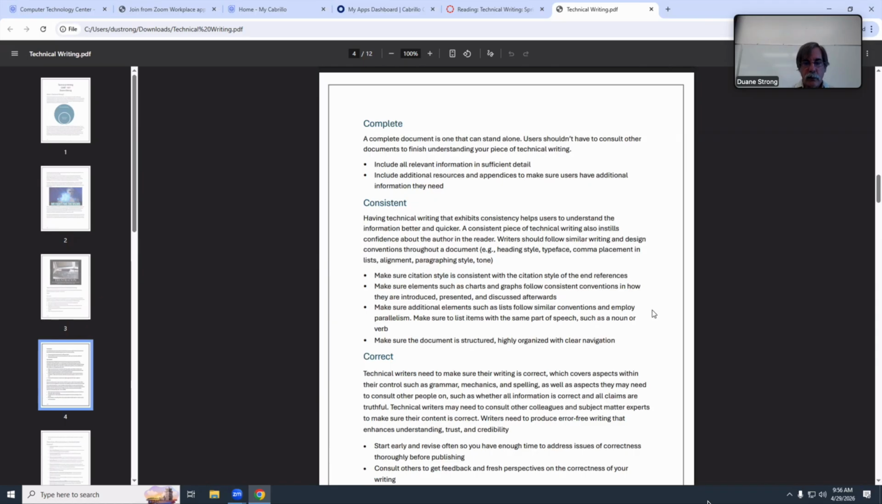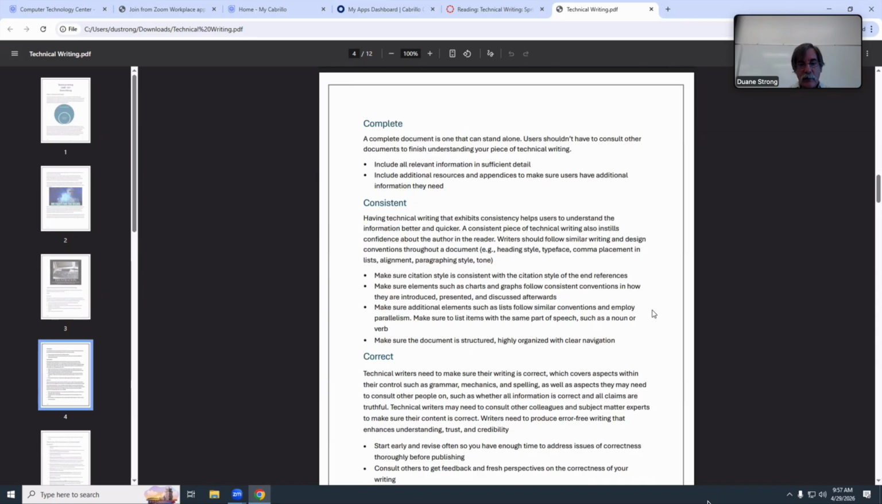So follow similar writing and design conventions throughout your document: the heading styles, typeface, comma placement, lists, all those style options we have for grammar. Whatever you choose, be consistent with it through the whole document. We haven't talked about this yet, that's coming up next week, but citation style and bibliography, make sure that's consistent throughout the entire document. Again, we're going to talk about that next week.